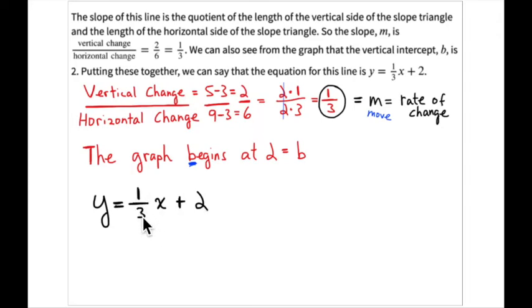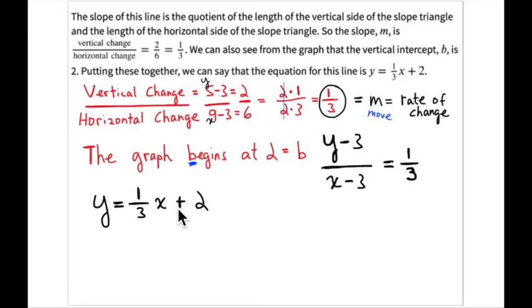And this 1/3 is m, which is the slope. And this 2 is where the graph begins. It begins at y equals 2. Now you can check that by writing the equation from these two points. So if you call this y and this x, and you remember from before, and this is the direction we're going, we're going to do this more and more.